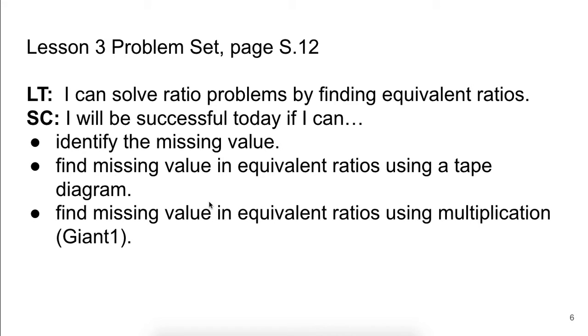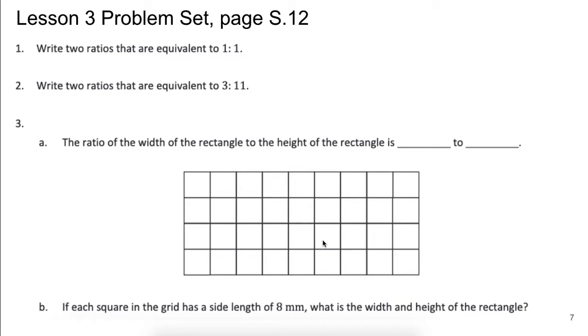In this one, we already talked about in the lesson how you can solve ratio problems by finding equivalent ratios. You need to identify the missing value and find that. You're going to find that missing value by using equivalent ratios, using a tape diagram, and using the giant one. So those are the two methods we're going to talk about. We talked about them already today, and we're going to look at both those methods as we go through these problems here. Okay, let's go ahead and look through these problems.